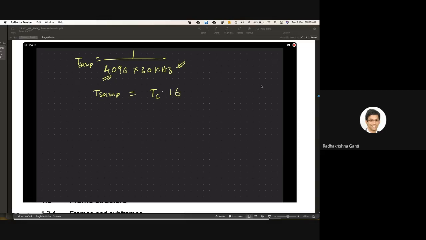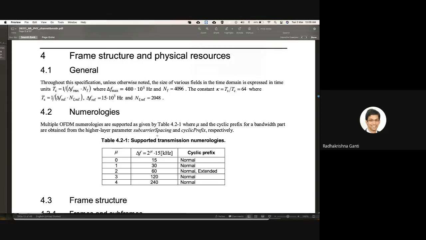So T sample and TC is TC into 16. This is how they express all the time domain quantities in terms of TC. TC is the fundamental unit of time in 5G NR. Let's get back to this. Now let's see this.